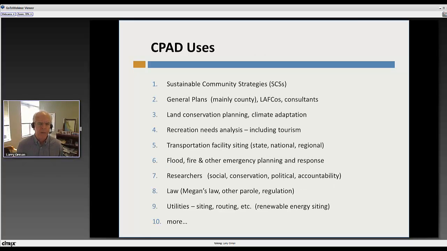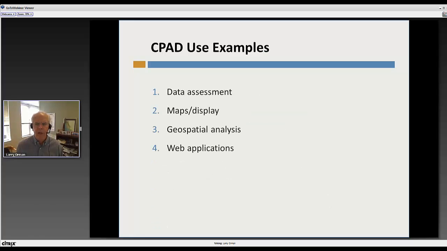These are just a wide range of uses of CPAD data, and they go from broad general planning use all the way to things like Megan's Law, where the question is, well, if there are restrictions where certain offenders can only be so far from parks or schools, how do you get that data? Well, CPAD provides that framework for that kind of thinking. And I say that not to dwell on it, but to indicate that this is a data set with a wide range of uses.